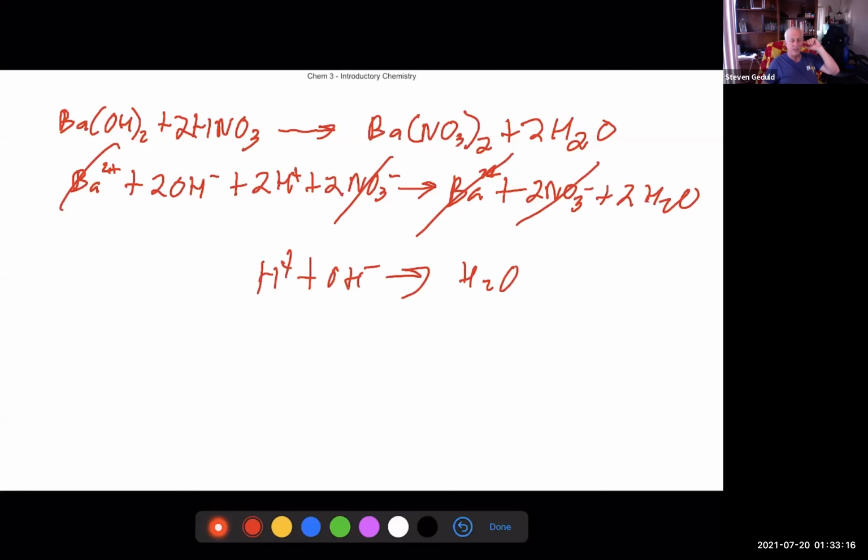So you got your balanced molecular equation on the top. You got your total ionic equation in the middle. And you got your net ionic equation on the bottom. And I guarantee you'll see questions of that on your final exam. Just write those 3, you have to identify those 3 equations. Where'd I go? All right, perfect.